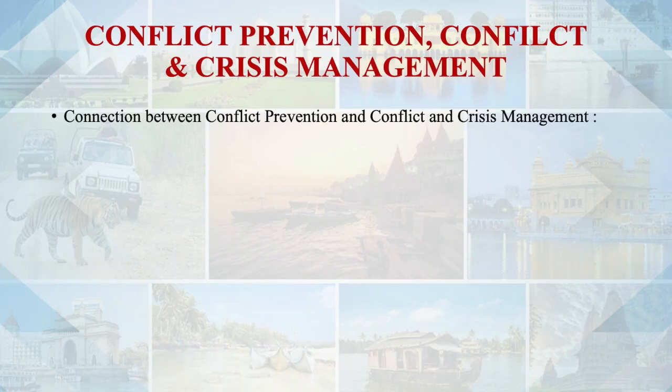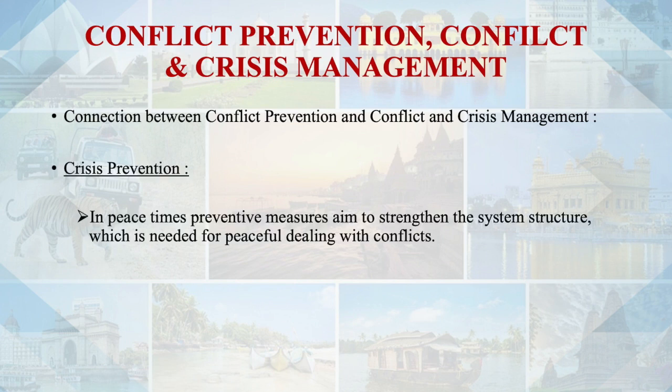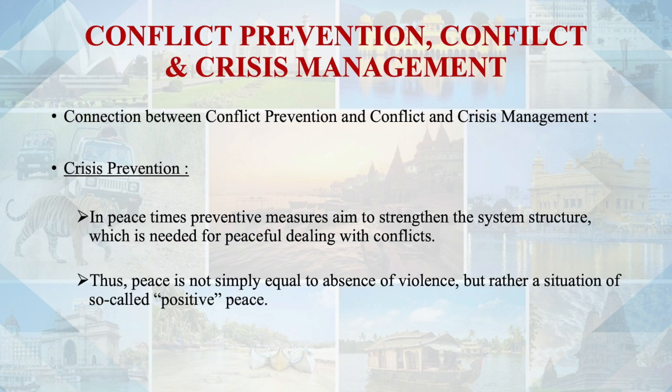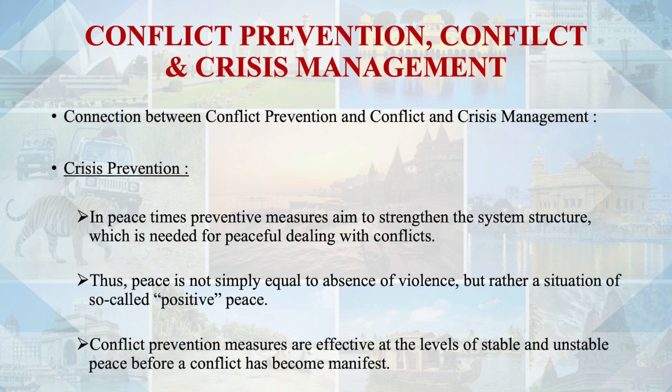Now we look at the connections between conflict prevention, conflict, and crisis management. Let us first understand what crisis prevention is. In peace times, preventive measures aim to strengthen the system structure which is needed for peaceful dealing with the conflict. So peace is not simply equal to the absence of violence, but it is a situation called positive peace.